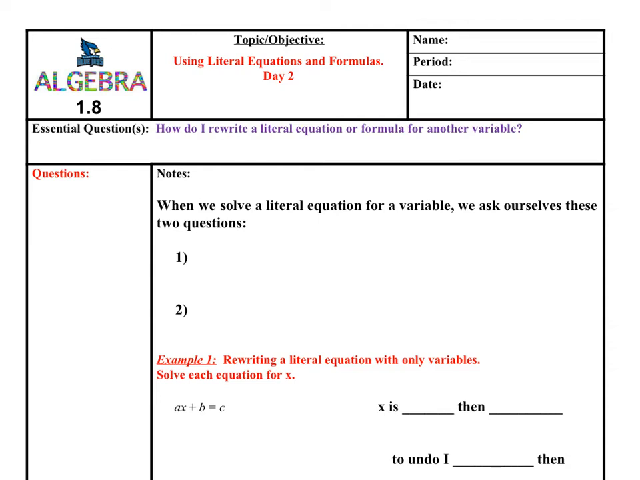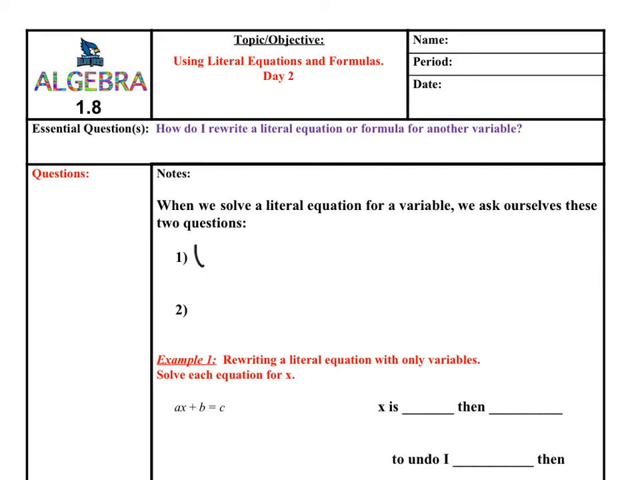Today is our second day of solving literal equations. Yesterday we talked about that your only job is to get the variable you're solving for by itself, and everything else goes on the other side. So when you're solving, you ask yourself two questions.